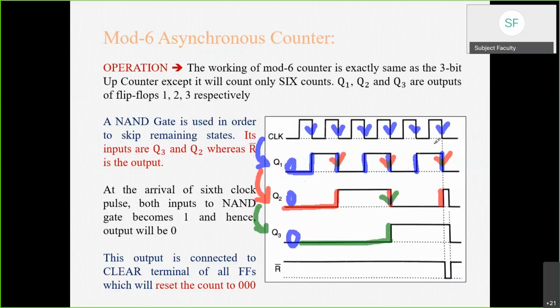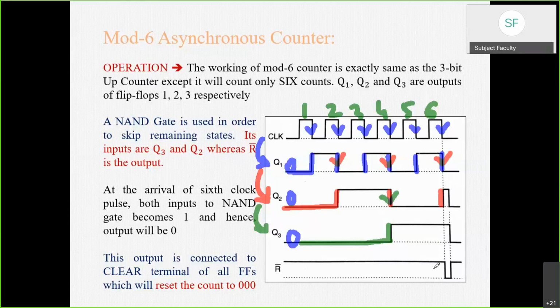Now if you observe this, you can even count 1, 2, 3, 4, 5, and 6. So 6 counts or 6 clock pulses are there. After this 6th clock pulse, what will happen?